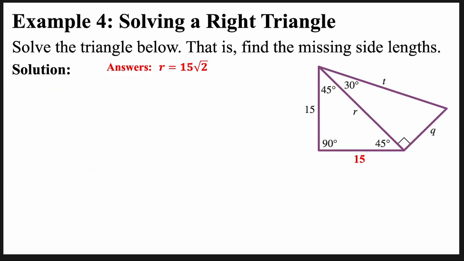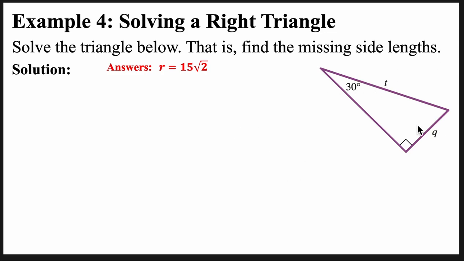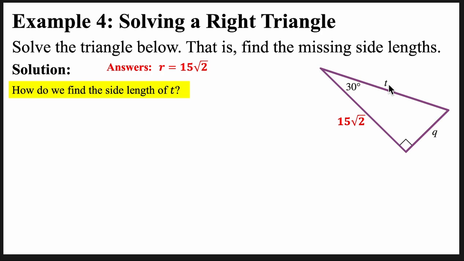Now, let's focus on the other triangle, which would be this triangle right here. What we figured out is your r, this length here, is 15 root 2. How do we find the measure of t? Now, in order to find this t, the known side here is the adjacent of 30. What we're trying to find is the hypotenuse. Adjacent over hypotenuse is the cosine function. So we're going to say the cosine of 30 is equal to adjacent over hypotenuse.